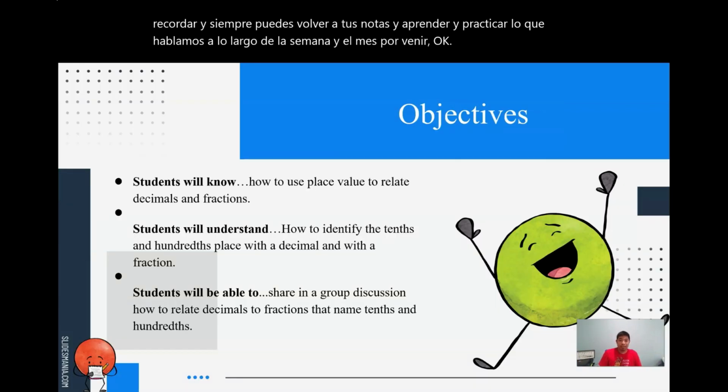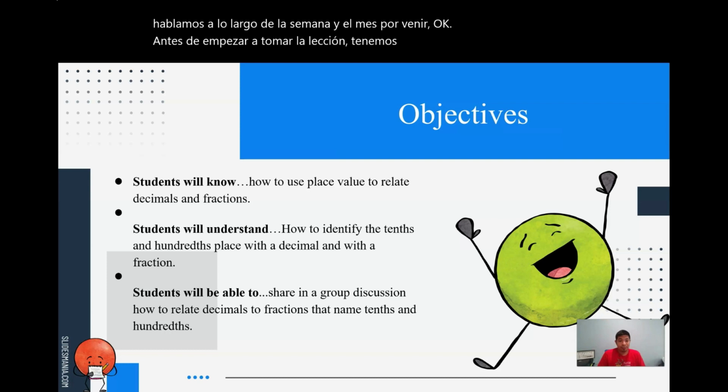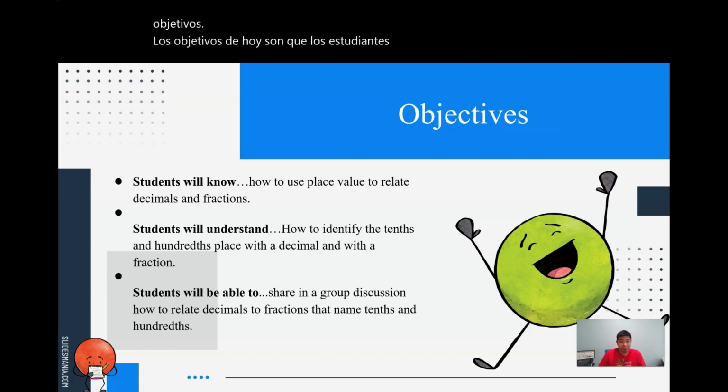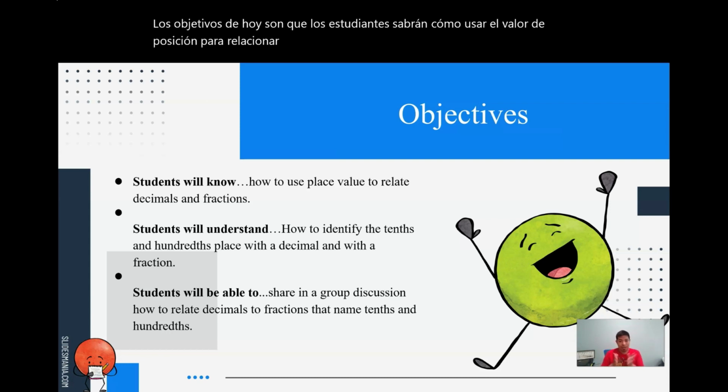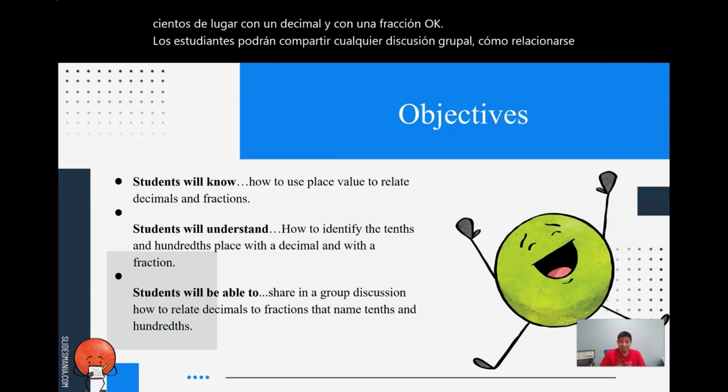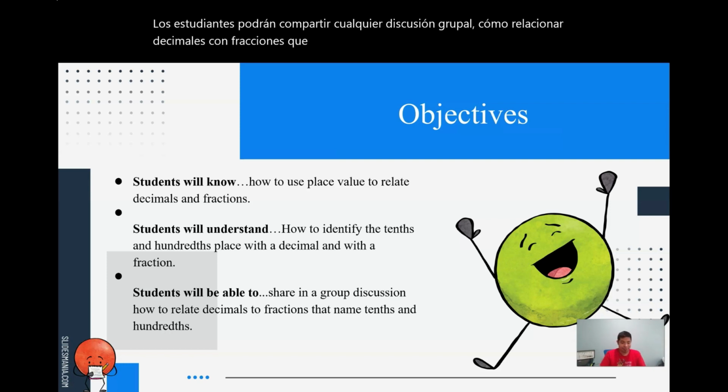Before we get started into our lesson, we need to learn about the objectives. Today's objectives is students will know how to use place value to relate decimals and fractions. So together, okay? Not separate, together. Students will understand how to identify the tenths and hundredths place with a decimal and with a fraction, okay? Students will be able to share in a group discussion how to relate decimals to fractions that name tenths and hundredths, okay?